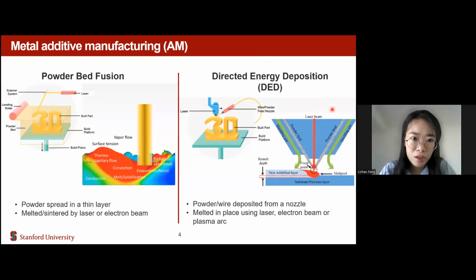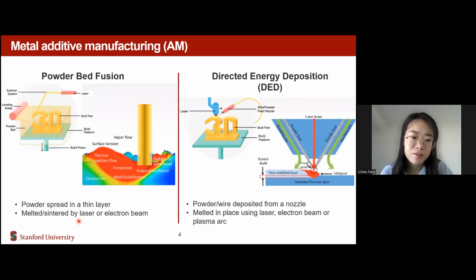There are mainly two processes in metal additive manufacturing. One is the powder bed fusion process. In this process, powder is spread in a very thin layer, and then we use a laser to melt the material. That involves multi-physics and multi-scale problems. For example, when we use the laser to melt the material, when the temperature increases above the melting temperature, the solid metal will turn into liquid. So that involves free surface flow and also convection, conduction, and radiation.